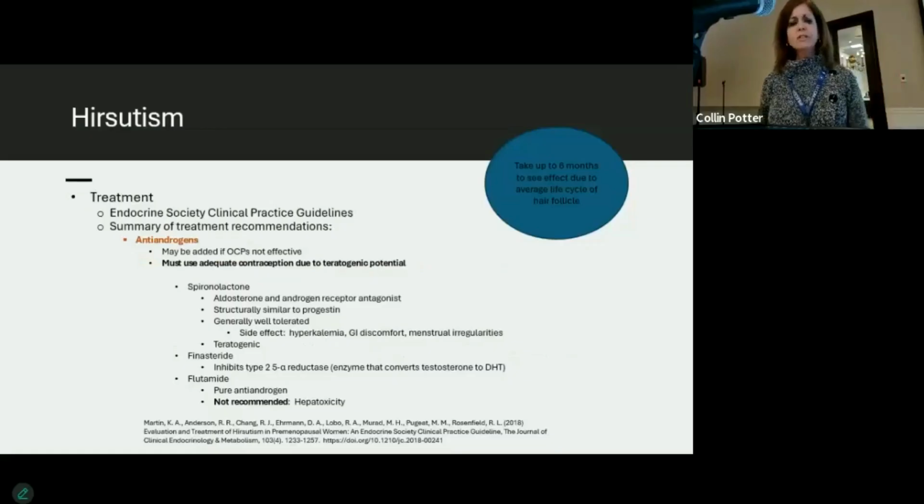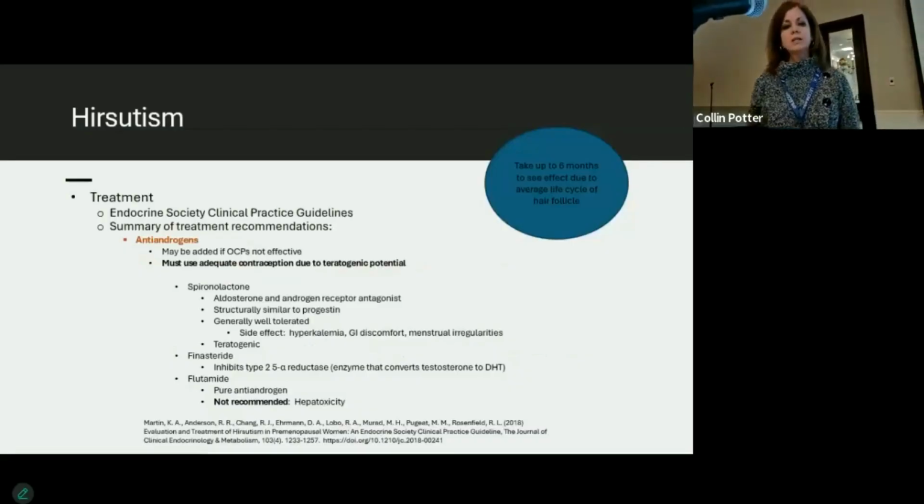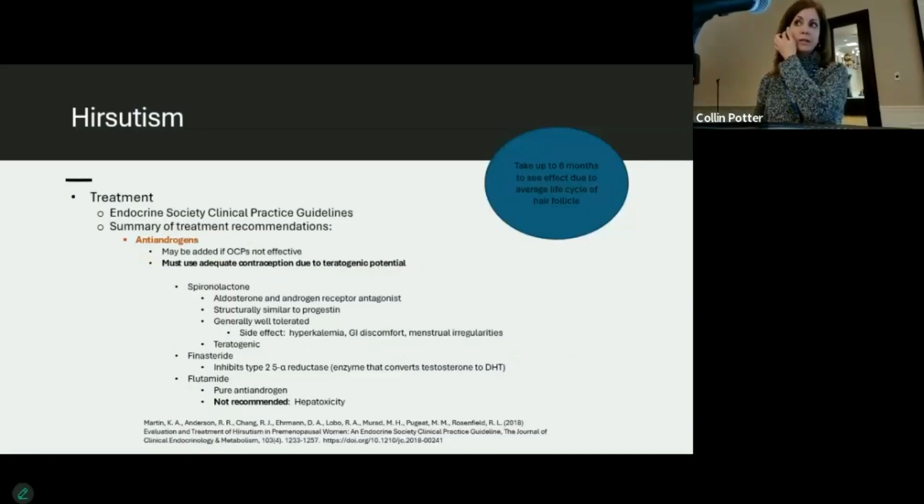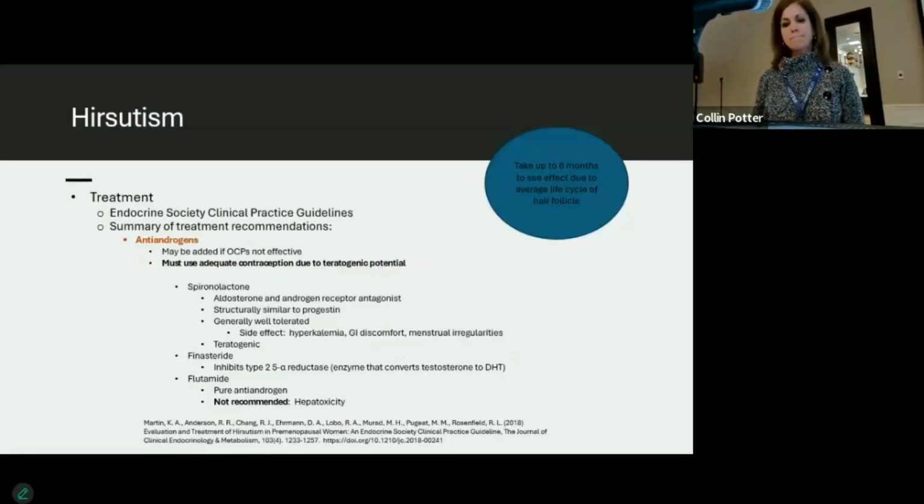Anti-androgens are listed here, and as I said, you can add them on in a stepwise fashion. Spironolactone oftentimes is going to be used, and it's generally well tolerated, but is teratogenic. Finasteride is used as well. I have listed flutamide because it's a pure anti-androgen, but it is not recommended because of hepatotoxicity.